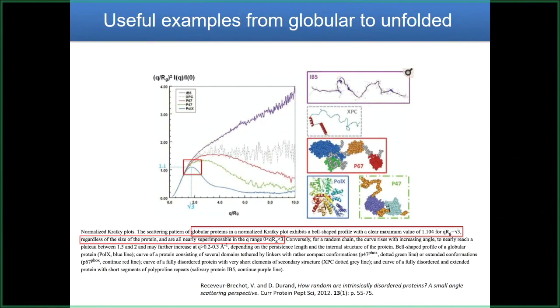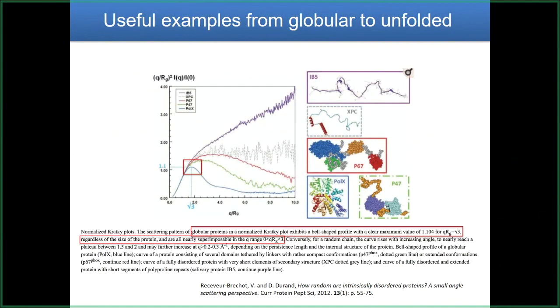Turns out, the scattering pattern of globular proteins in a normalized Kratky plot, this style, exhibits a bell-shaped profile with a clear maximum value of 1.104 at RgQ equaling the square root of 3, regardless of the size of the protein, and nearly all are superimposable in the Q range below 3. So below 3 here, these all look the same. When you do this plot, you sort of get rid of the overall size, and everybody superimposes right in this region if they're globular. On the other hand, if they're disordered extended polymers or partially folded with intrinsically disordered regions, there'll be some sort of mixture of the two, or in between these two.